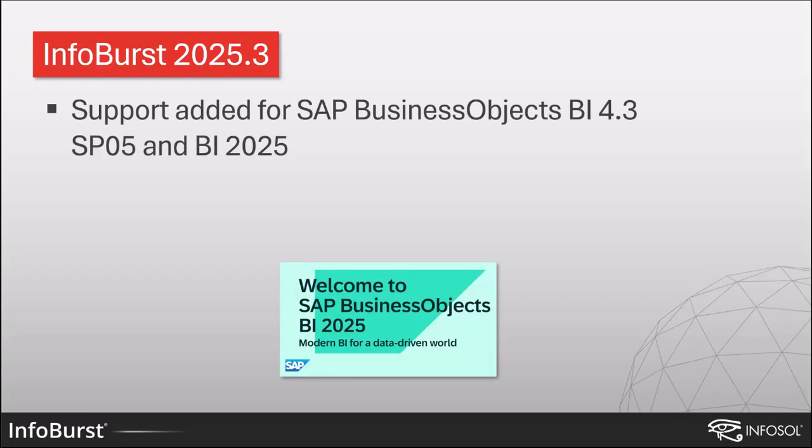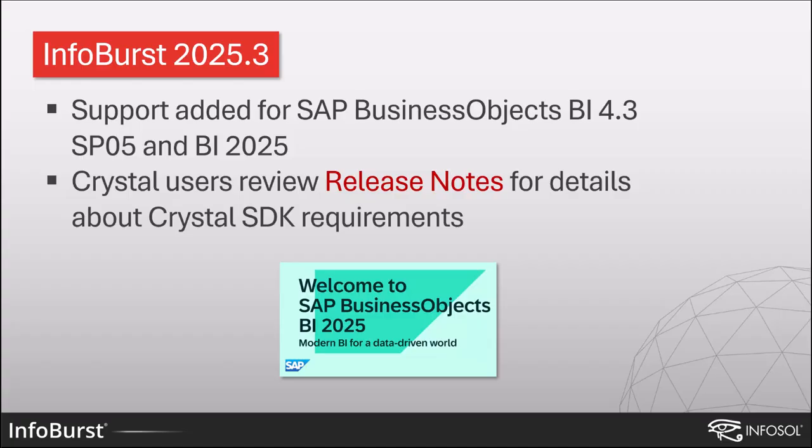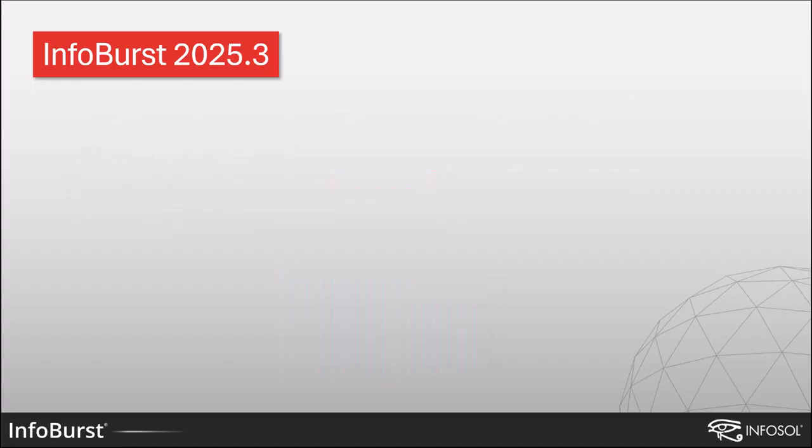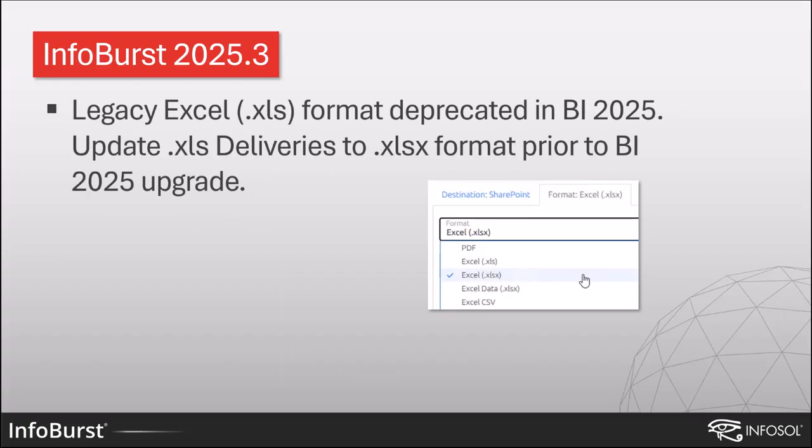Support was added for SAP BusinessObjects BI 4.3, SPO5, and BI 2025. Crystal Reports users should review the release notes for details about Crystal SDK requirements for using InfoBurst with BI 4.3 SPO5 or BI 2025. In BI 2025, the legacy Excel .XLS format is deprecated. Users of the XLS format should update deliveries to the XLSX format prior to upgrading to BI 2025.